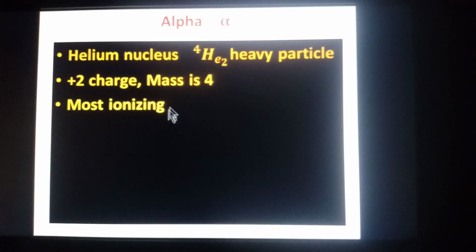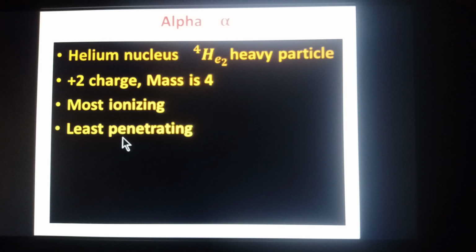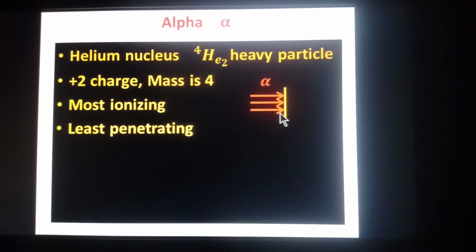Next, due to its high charge, it is most ionizing. You know, ionization is a process in which electrons are removed from the atom. So it is most ionizing. Its ionizing property is highest. And due to its high charge, it cannot penetrate far in a material. So it is least penetrating. It can be stopped. Look at this diagram. An alpha particle can be stopped by using a sheet of paper.